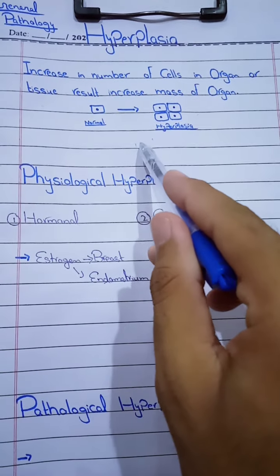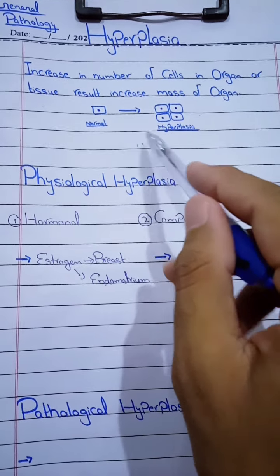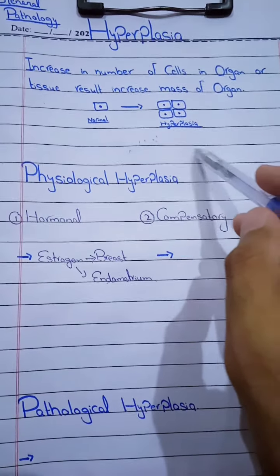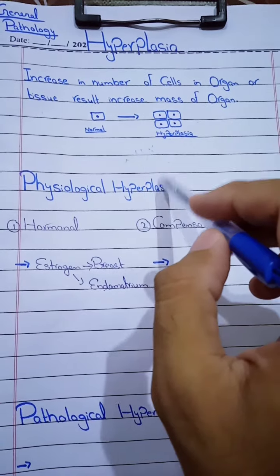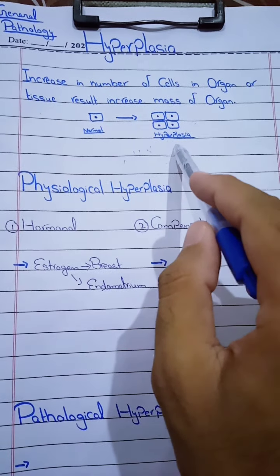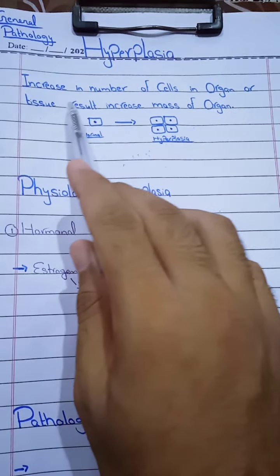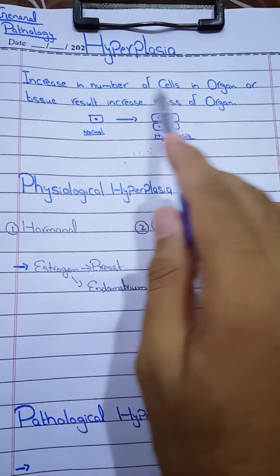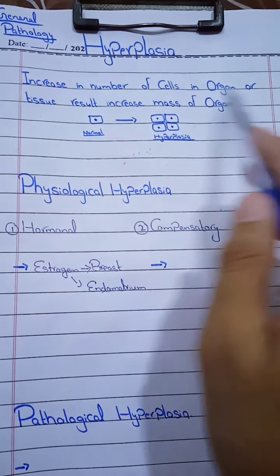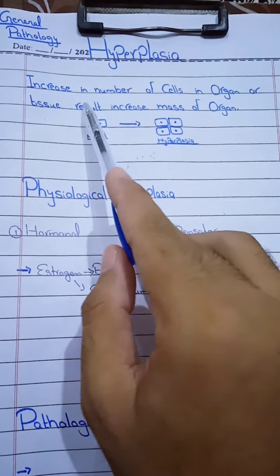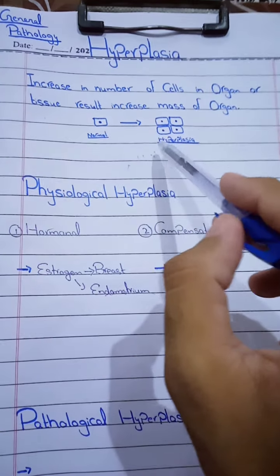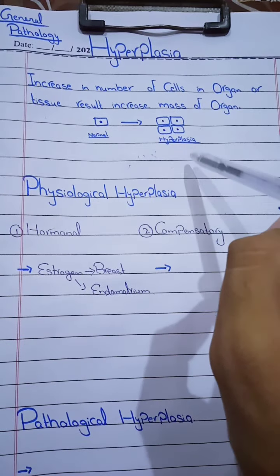When we apply stress, which may be physiological, pathological, hormonal, or growth factor related, all of these contribute to the hyperplasia of cells. What is the definition? Hyperplasia is an increase in the number of cells in an organ or tissue, resulting in increased mass. So when the number of cells increases, the mass of the tissue or the organ also increases.